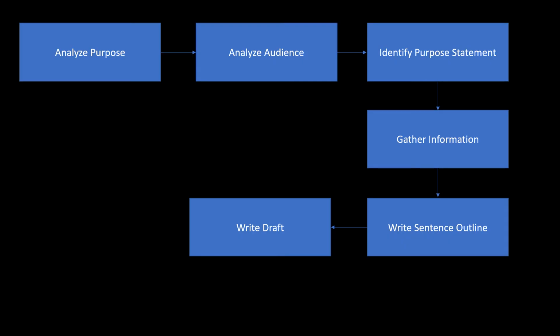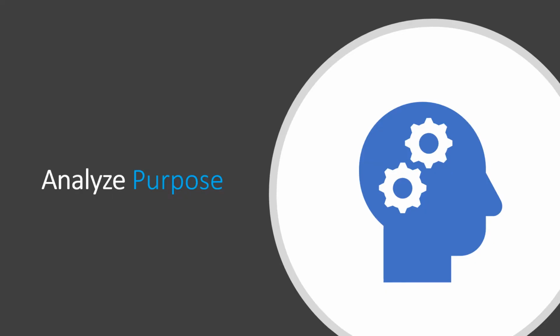So these are the basic writing steps you can follow to come up with your initial draft of the document, starting with analyzing the purpose, followed by identifying the audience and purpose statement, gathering information, writing sentence outline, and finally coming up with an initial version of your document, which is called a draft document. We will discuss each step in detail. So the first step is to analyze or identify the purpose of creating the document.